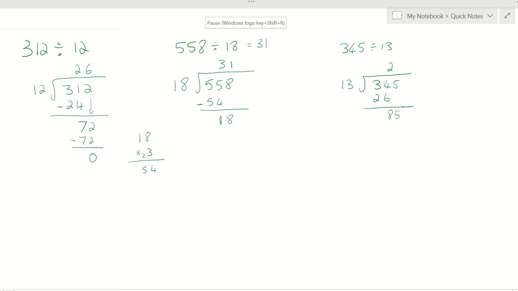Bring the 5 down. Ask yourself, how many times does 13 go into 85? And the answer is 6. 6 lots of 13 is actually 78. So what we have left over is 7. Now, we've got no more numbers up here to bring down. So this is what we call a remainder. So the answer is 26 with a remainder, or leftover bit, of 7. So 345 divided by 13 means that 13 will go in 26 times, but we'll have 7 left over.